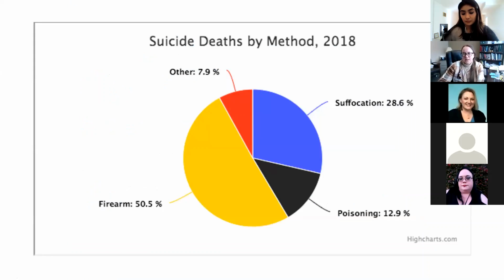Just a quick look at some of the means by which people complete suicide. Firearms, 50% of, and again, these are deaths. Sorry, let me clarify. These are deaths, not attempts. And this is the table that explains why there are more deaths for men by suicide than women. 50% of suicide deaths are by firearm, 28% by suffocation, 12% by poisoning, and 7% with other means.